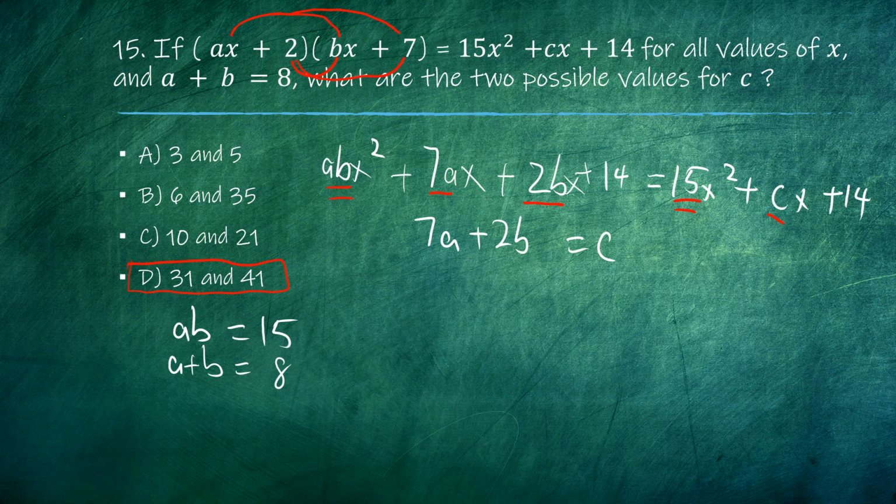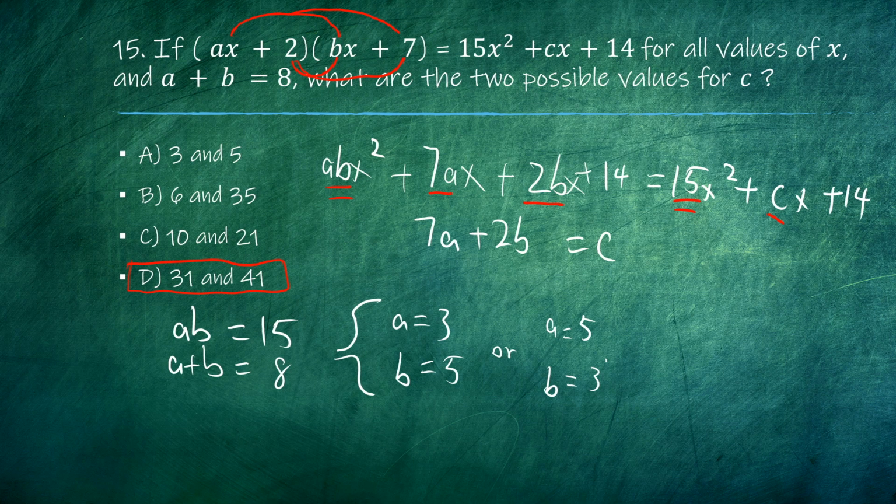So what can the two possible values of a and b be? So let's see. So a can either be 3, that means b is equal to 5, right? Because 3 times 5 is 15, and 3 plus 5 is 8. And in other words, a can also be 5, whereas b is equal to 3, right? So now we know there are two possible values of a and b. We can plug it in and see what are the possible values of c.